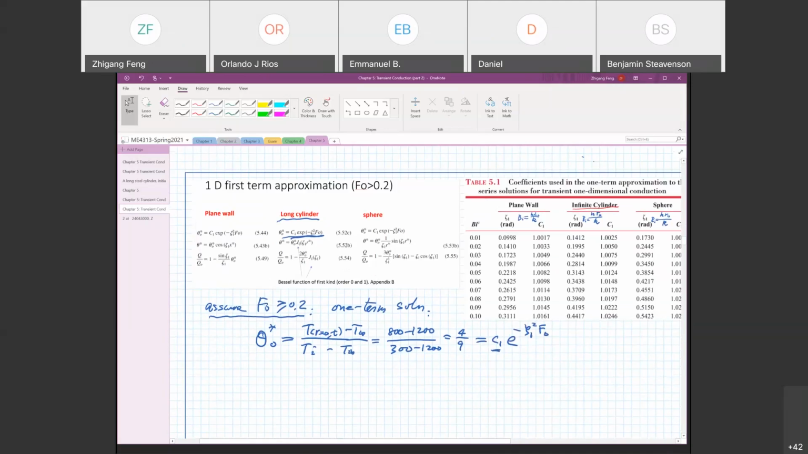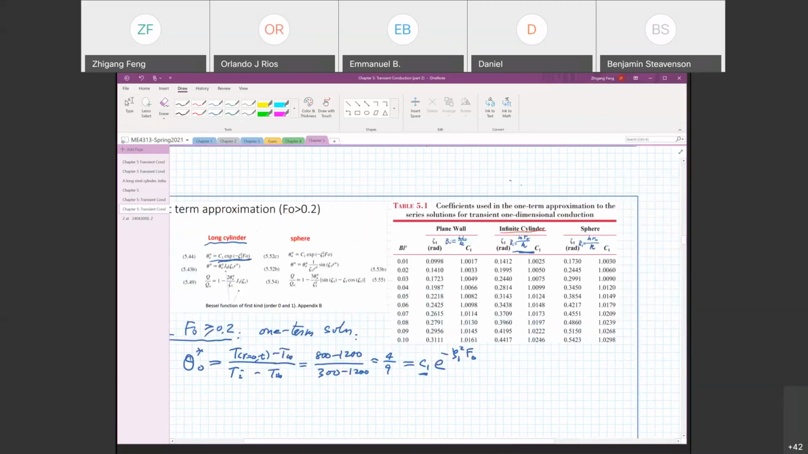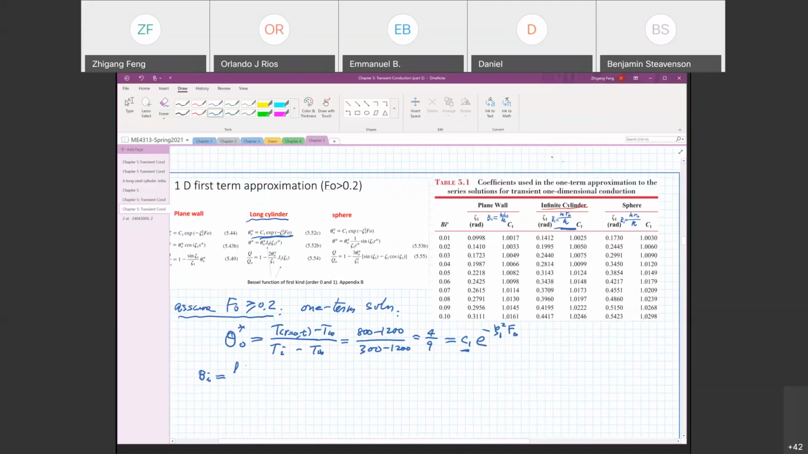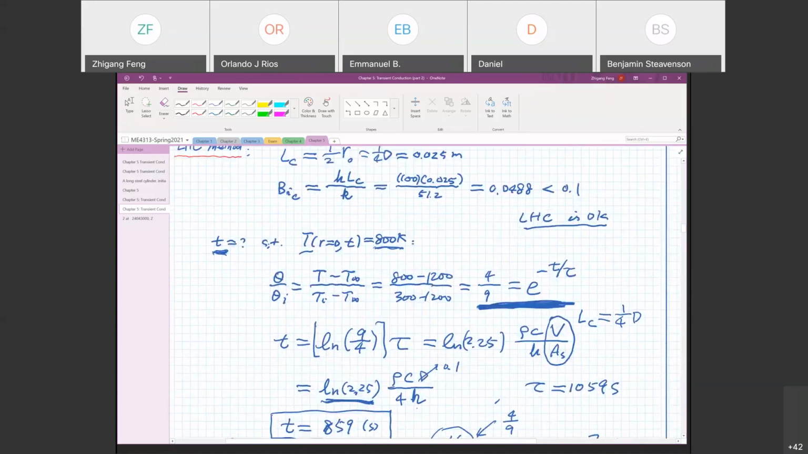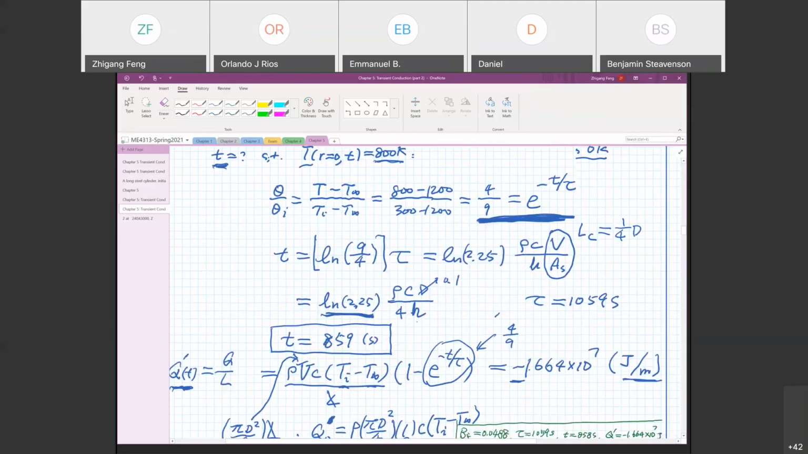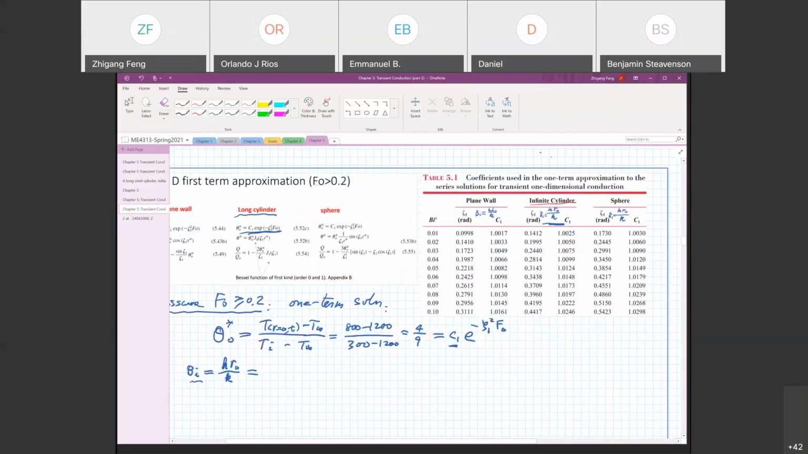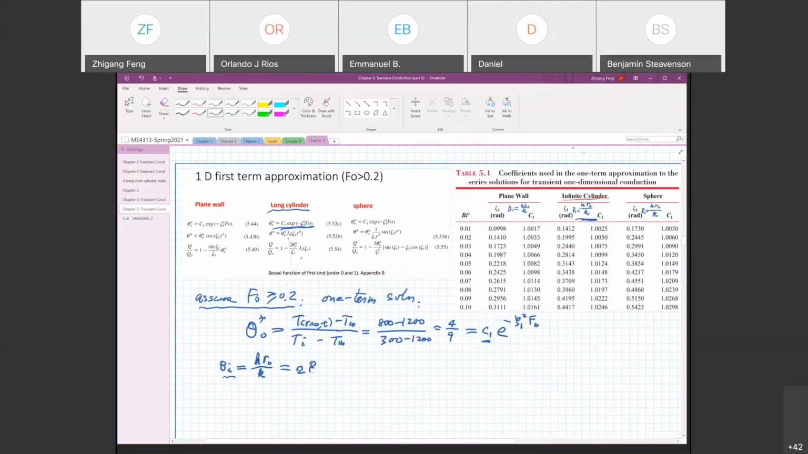To find C1 and zeta 1, we rely on the table, and to use that table, we have to compute the Biot number. The Biot number in this table is defined as h multiplied by the radius r0 divided by k. Compared to the Biot number we found earlier based on the characteristic length, which is Lc equal to r0 over 2, the current Biot number uses r0. So this Biot number has to be twice the Biot number based on the characteristic length. Or you can just plug in the numerical values and calculate it.